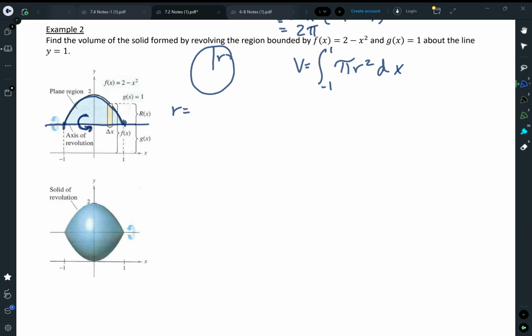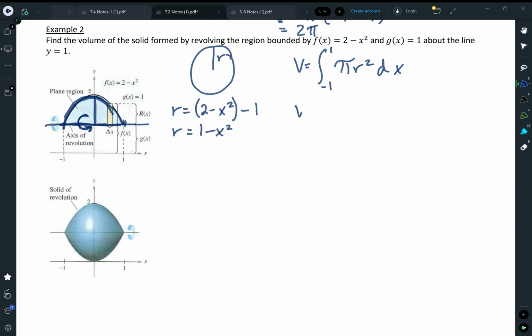In this case, my radius is going to be the distance between those two curves. So that means my radius is going to be the top one, so it's going to be top minus bottom. So 2 minus x squared, and then minus the 1. So that's going to be 1 minus x squared. I just took my top curve, 2 minus x squared, and I subtracted this 1 underneath because we're trying to find the distance between them. To find the distance between something, or the difference, I'm subtracting.